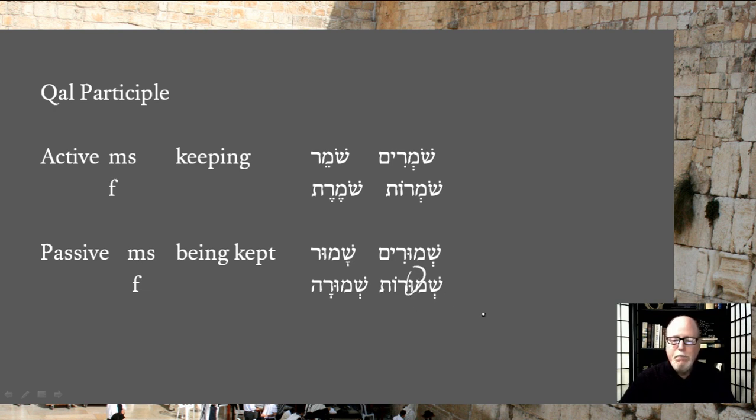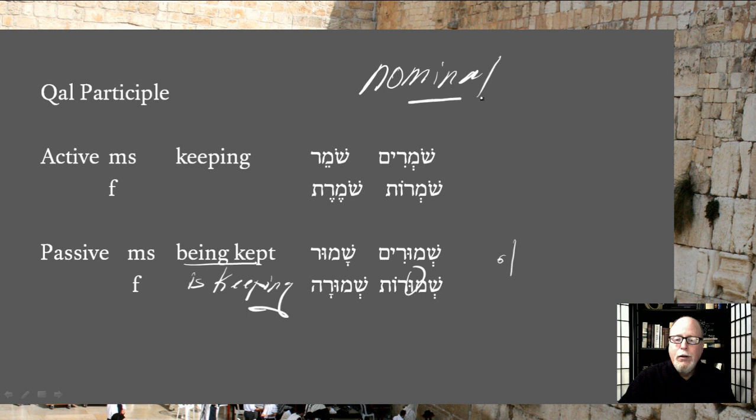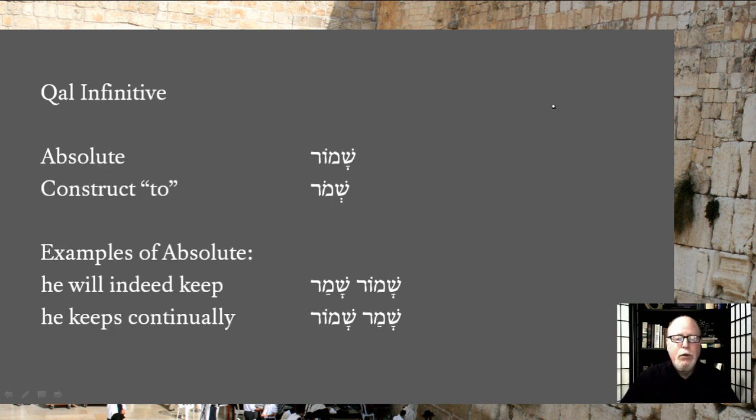But once again, shamurot. This shureq in the middle of the word is going to indicate to us the passive. And it's going to be translated as being kept, or is kept, or is keeping, depending upon whether it's past, present, or future. But the primary rule here is that the oo sound indicates the passive. This can also be important in terms of recognizing the nominal use of this in some instances.